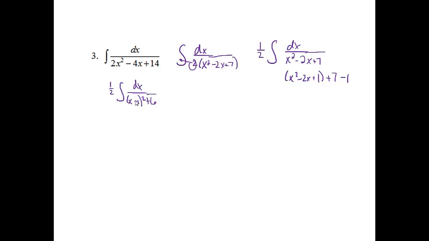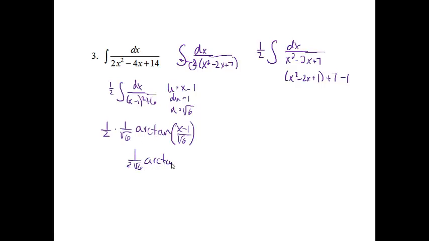And because it is set up like an a squared plus u squared, it is going to be arctan. My u is going to be x minus 1, so my du will be 1, which is fine. And then my a will be the square root of 6. So when I do this problem, I have a 1/2. And then with arctan, it's going to be 1 over a, so 1 over the square root of 6, arctan u over a. And then I'm just going to simplify this a little bit, so I'll have 1 over 2 square root of 6, arctan x minus 1 over the square root of 6, plus c.